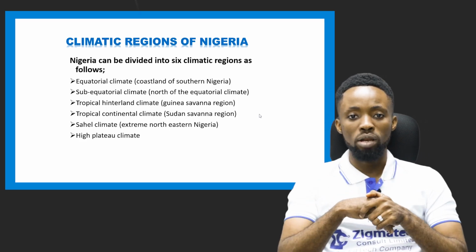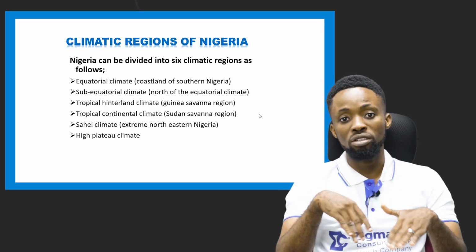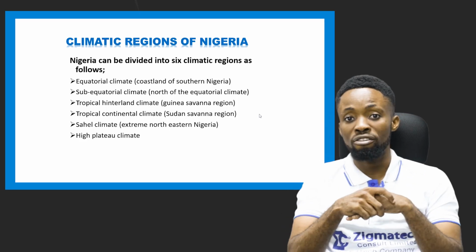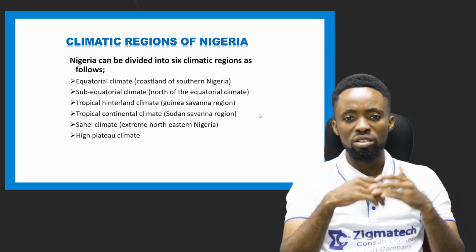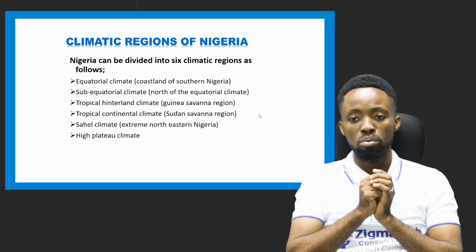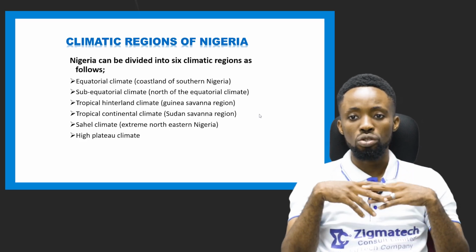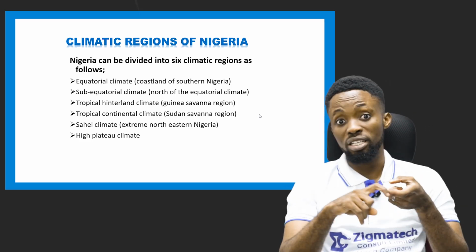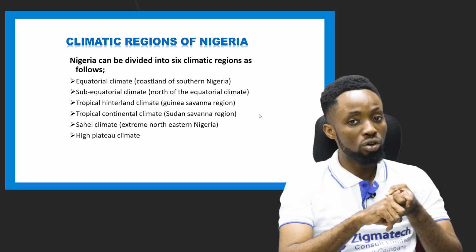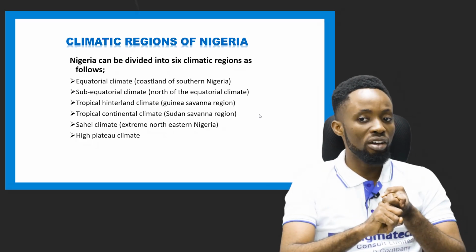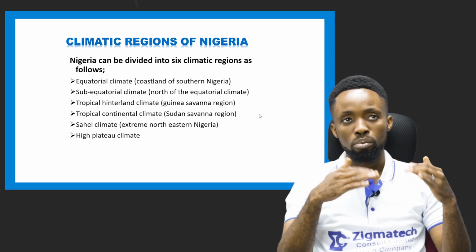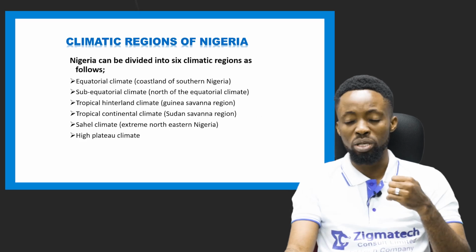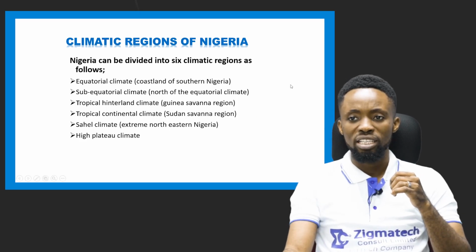Then we have the high plateau climate. Now this climate is found in places where you have highlands and plateaus, with the height of land getting to as high as 1,000 meters. So the first is the equatorial climate, the second is the sub-equatorial climate, then we have the tropical hinterland, the tropical continental climate, the Sahel climate, and the high plateau climate. So these are the climatic zones or climatic belts that we have in Nigeria.